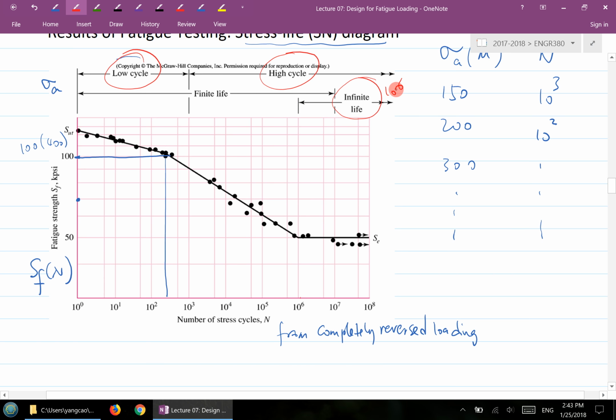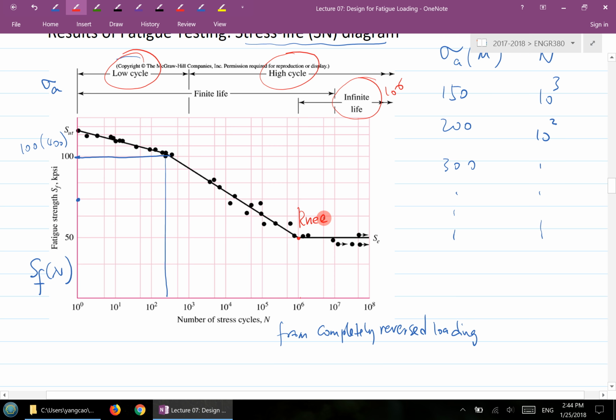If you look at the data points here, there's an interesting phenomenon. After this 10 to the power 6, all the dots become flat. They don't keep going anymore. This location here is called the knee point. Okay, this is the knee point here.